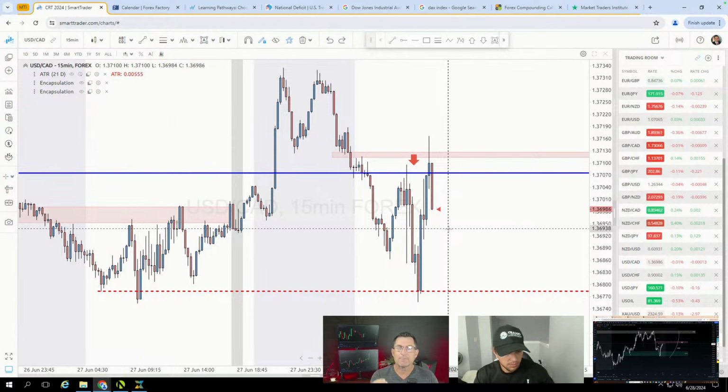So this is the thing. If you don't know where to enter the market and where exactly to put your stop loss because you don't understand where the smart money is going, guess what's going to happen? You're going to get popped, all right?